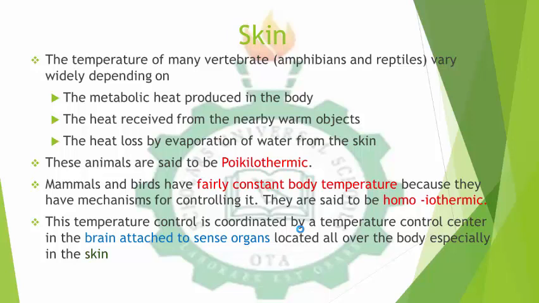So temperature control is coordinated by a temperature control center in the brain that is attached to sense organs located all over the body, especially in the skin. So when we talk about the skin as an organ in homeostasis, we will talk about the major function of temperature regulation.